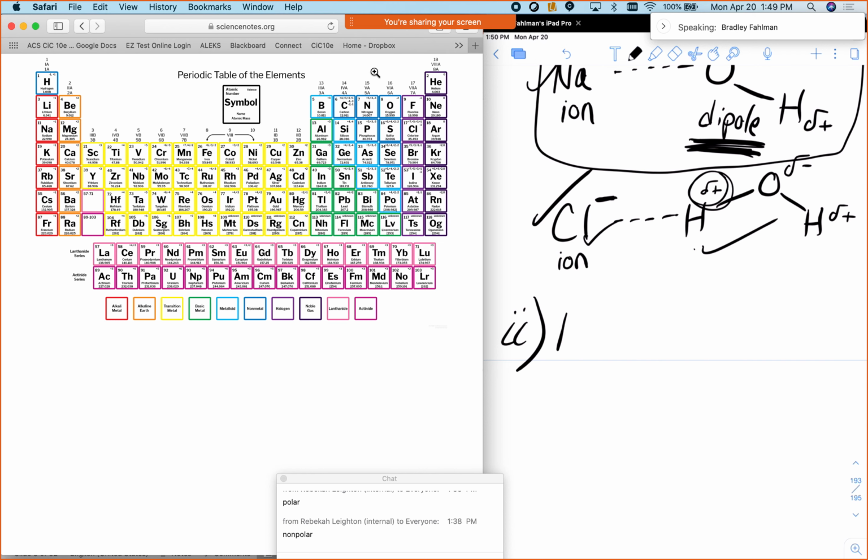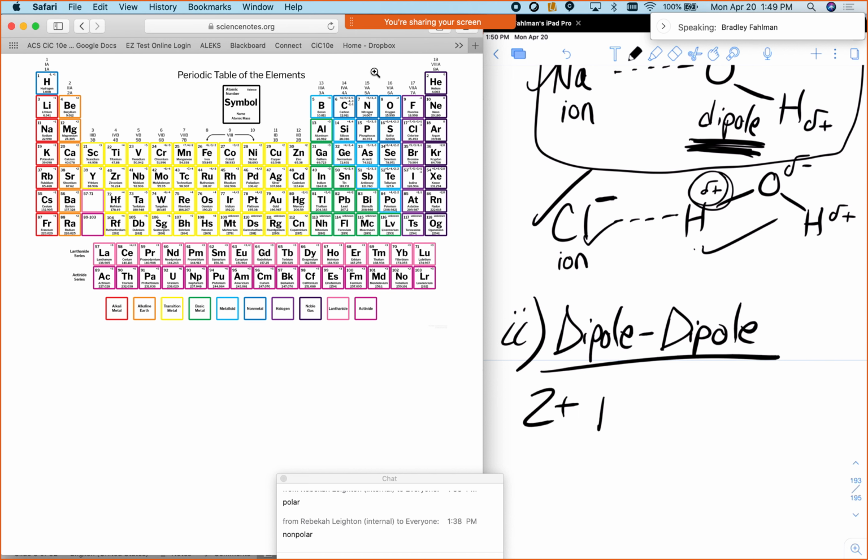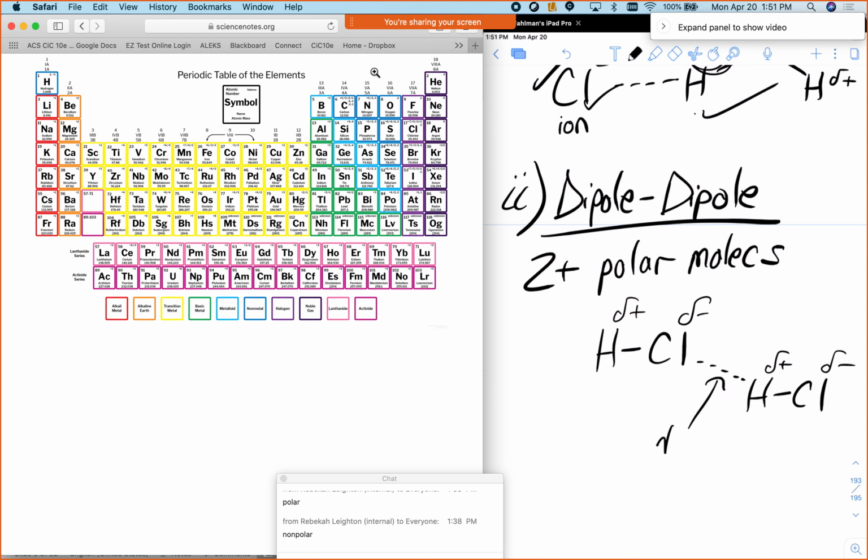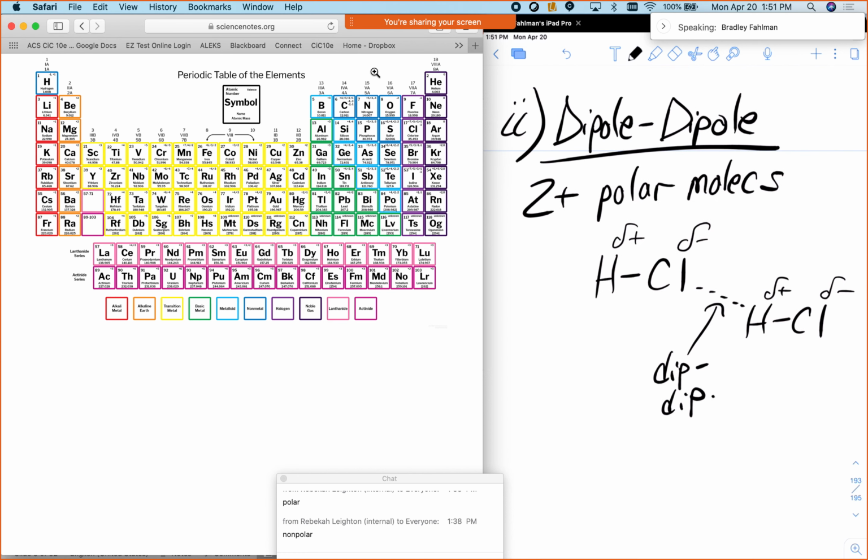Now, the next one would be dipole-dipole forces. And this is between two or more polar molecules. So think about, let's say, this one and this one. I'll just say dip-dip. So that's a dipole-dipole intermolecular force.